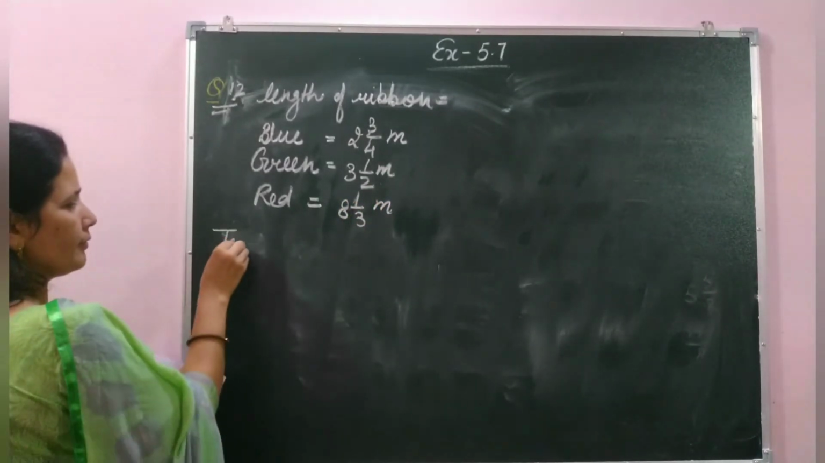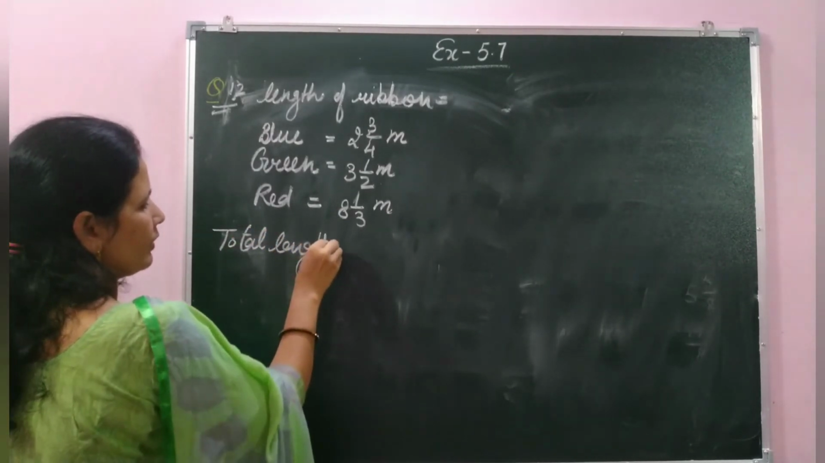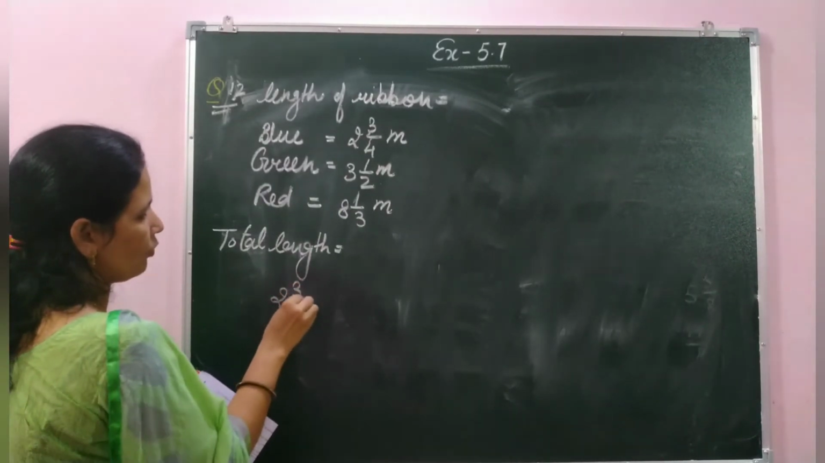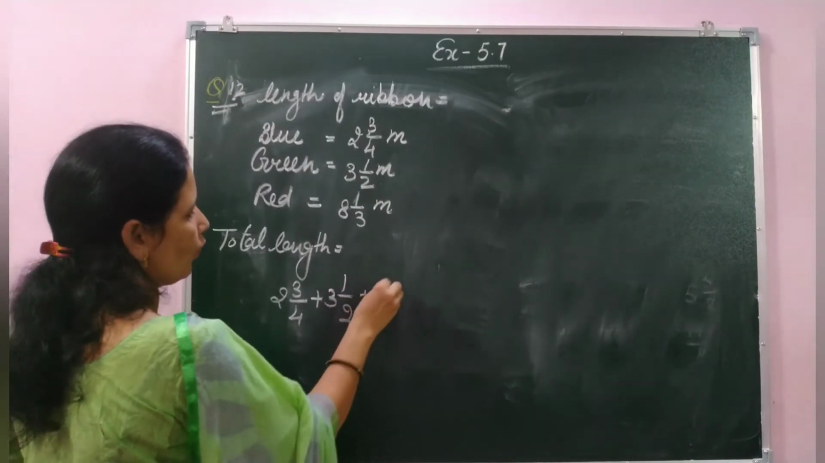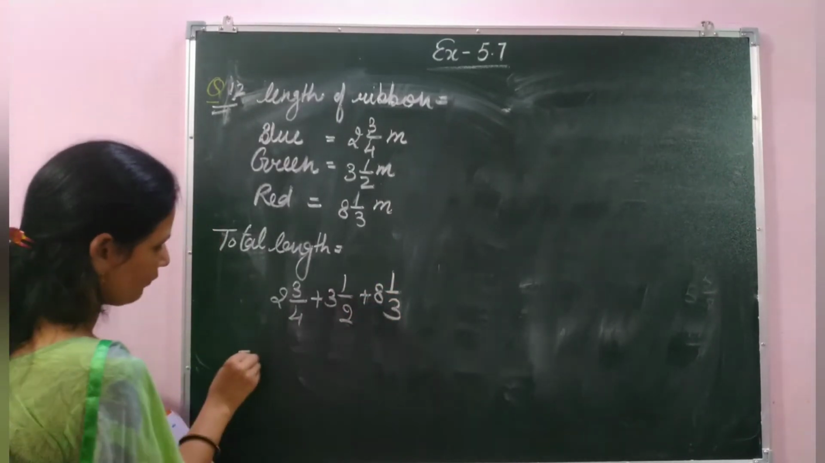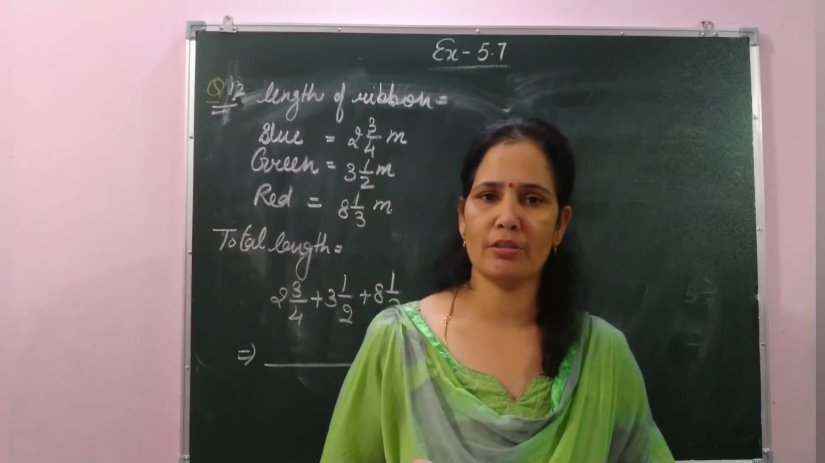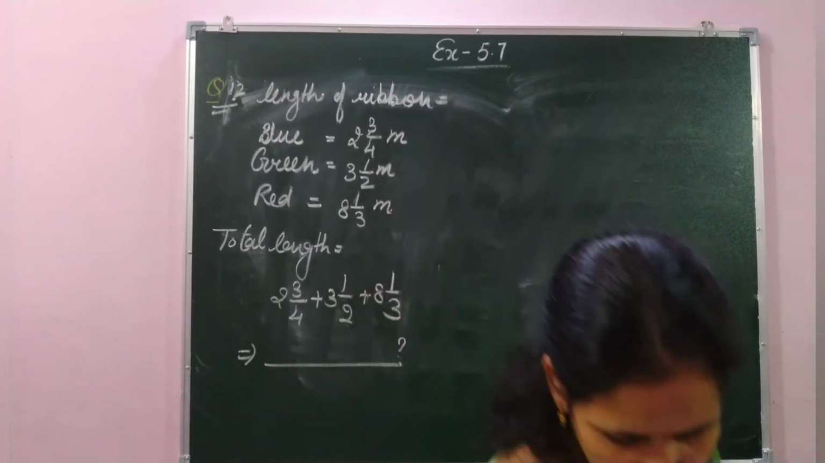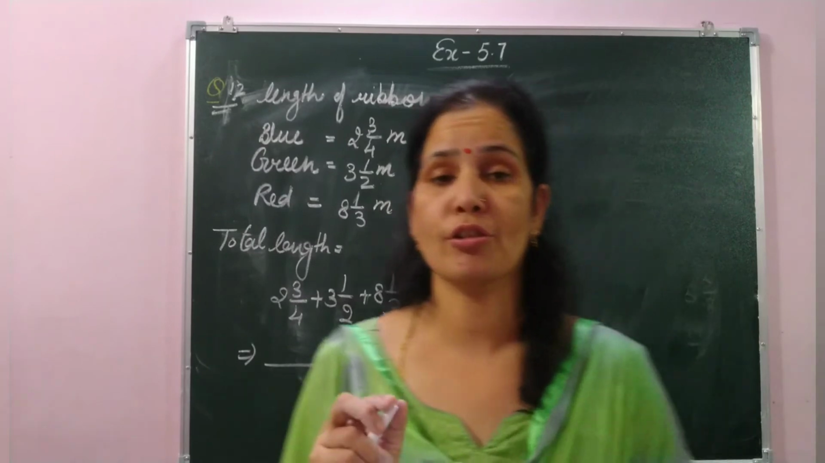So total length, that means we have to add all three. So 2 3 by 4 plus 3 1 by 2 and 8 1 by 3. Students, you have to add this and find out the answer. You have to solve this question by yourself, because we have done so many questions of this same type, and you can easily find this one. Now let's move to the last question of this exercise and last question of the chapter.